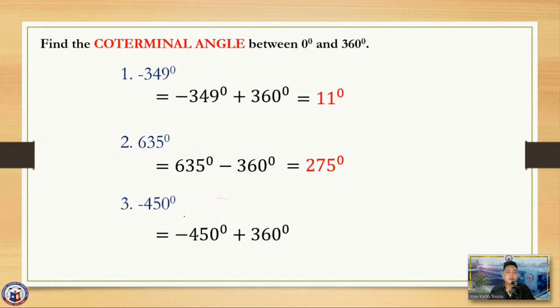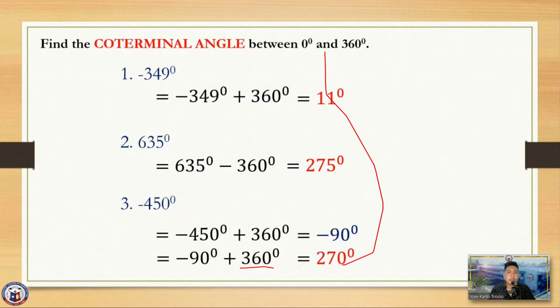Look at this. Negative 450 degrees plus 360, that should be negative 90. So negative 90 is not in between. It is somewhere here, right? So let us add more. No problem. You are just going to add more. You can add another 360 to make it in between these values, and that makes sense.